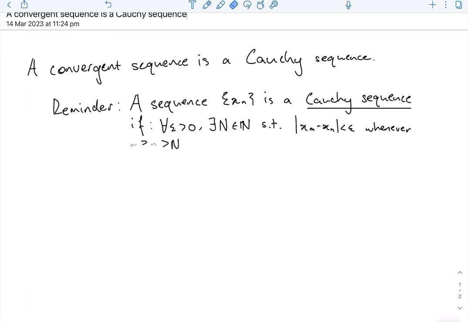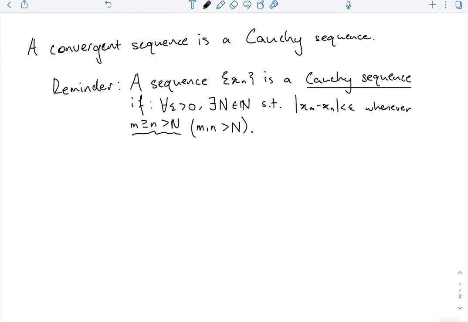This part is equivalent in this case to saying that m and n are greater than N. So let's go ahead with the proof.